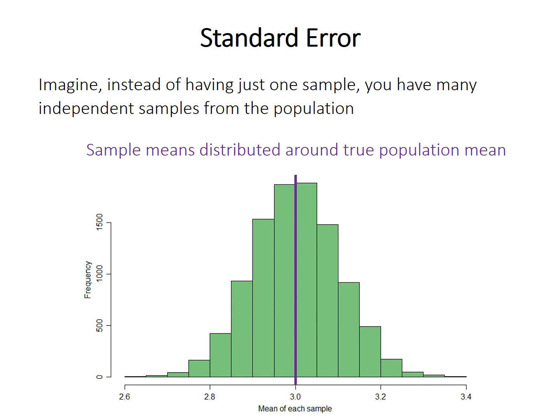So for example, the mean of sample 1 might be 2.81, let's say. The second sample might have a mean of 2.94, the third one 3.13, and so on for all of the many samples taken from the population. So the histogram here, the green bars, shows you the distribution of those sample means.